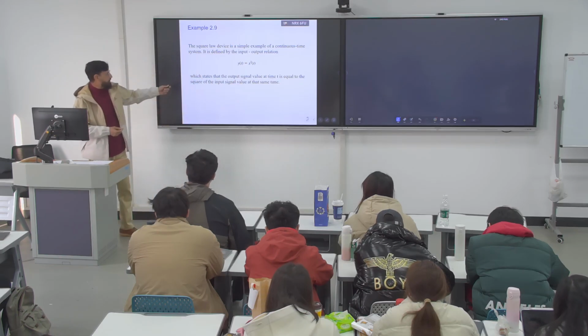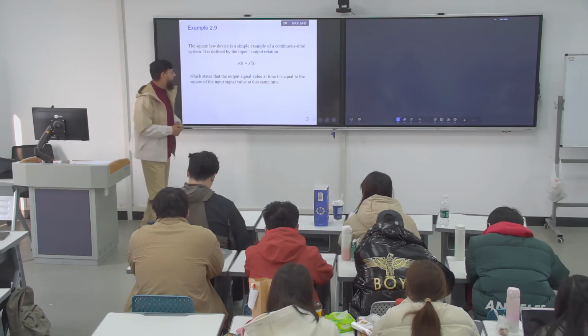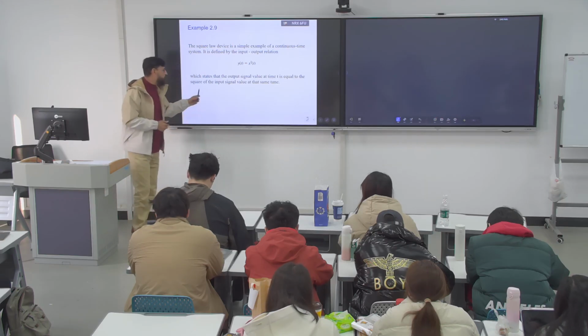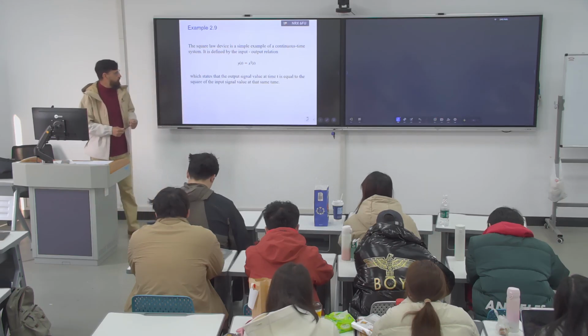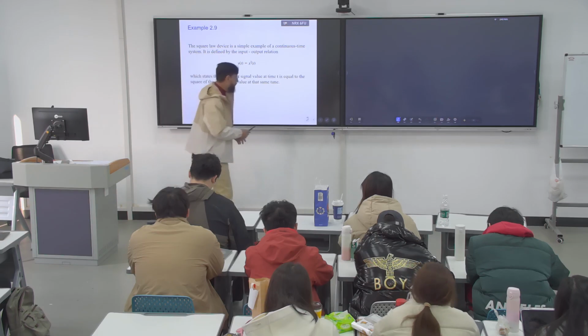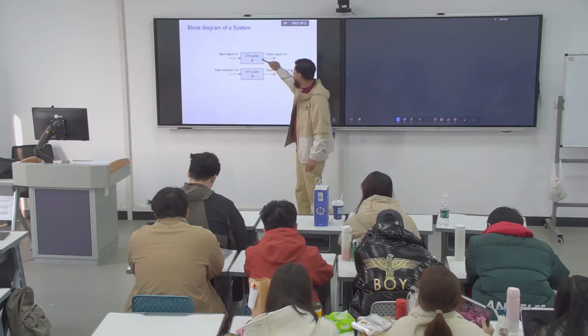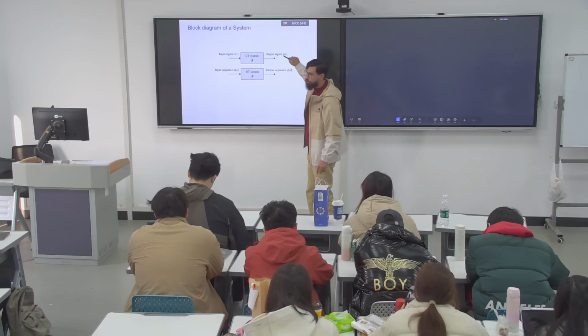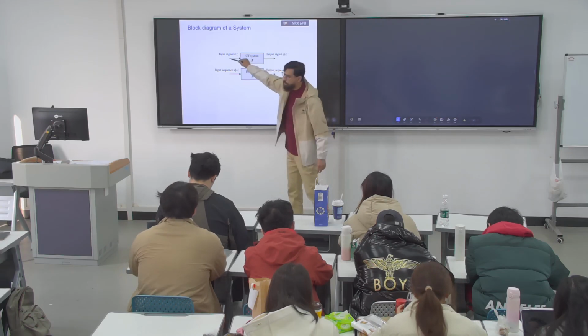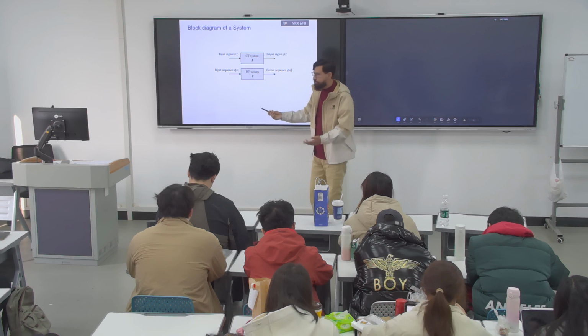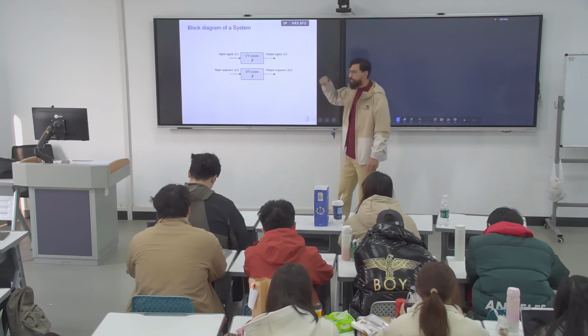It states that output signal value at time t is equal to the square of the input signal value at that same time, right? So this is square now, right? Output I'm getting x squared, which is different than x of t, right? So that's what the system is doing. It is transforming, it is changing.